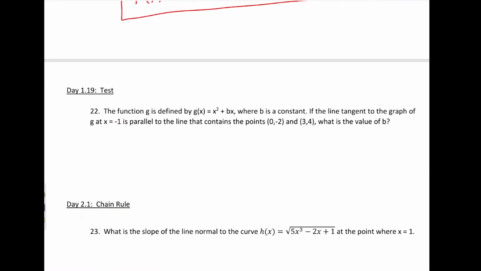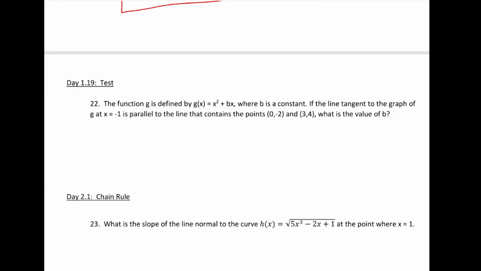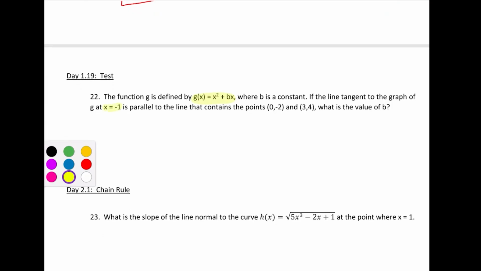Number 22. So this takes us up to the very end of the first quarter. This is going to be off of the second test. So the function g is defined by this equation here, where b is a constant. If the line tangent to the graph of g at x equals -1 is parallel to the line that contains these 2 points, what's the value of b? Okay, so there's a lot going on here. Let's try to see if we can make sense of this.